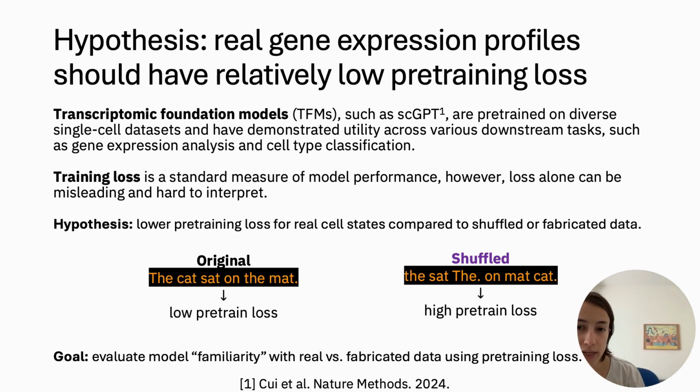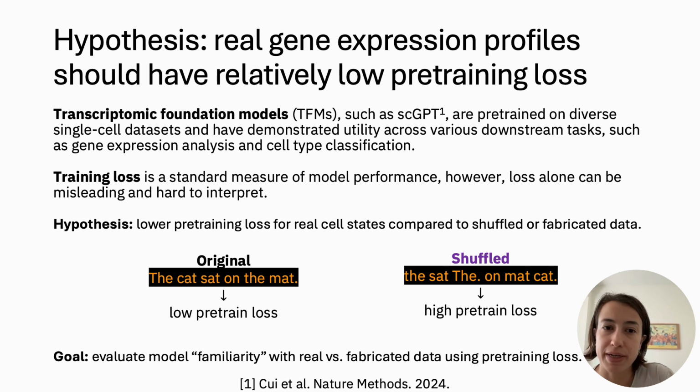Transcriptomic foundation models like SAGPT are pre-trained on diverse single-cell RNA sequencing datasets and have shown strong performance across downstream tasks. Training loss is a standard measure of model performance. However, it is challenging to interpret since data statistics vary. It's unclear what is a good value. Is 1, 10, 100 a good value? And this is especially non-trivial for out-of-distribution datasets.